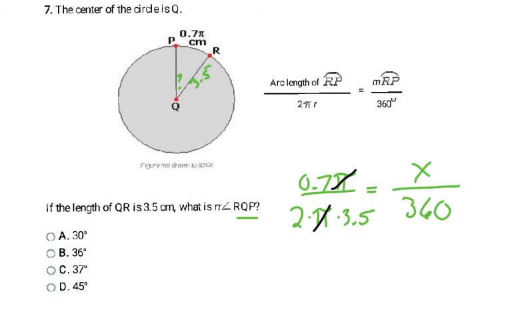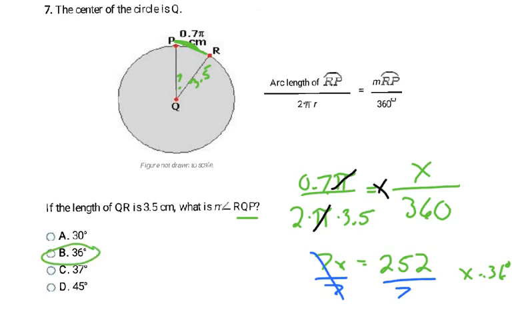And then I'm going to go ahead and just cross multiply. So I have 2 times 3.5 times x. 2 times 3.5 is 7. So it's going to be 7x equals, and then I have 0.7 times 360, which is 252. And then I'm going to divide both sides by 7. These 7s cancel out. And I'm left with x equals 252 divided by 7, which is 36. So that means my arc measure here is 36 degrees, and my answer is B.